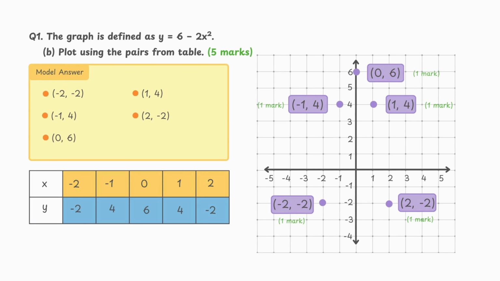Now look at all the points together. They form a curved shape. Join the points with a smooth curve, not straight lines. The curve should go up to the highest point at (0, 6), then come down symmetrically on both sides. So this graph is a downward opening parabola. Take a moment to check your graph. Make sure all points are plotted correctly and the curve is smooth and symmetrical.